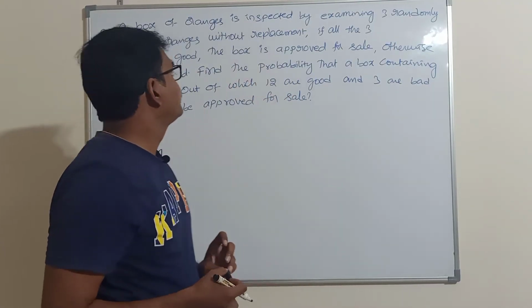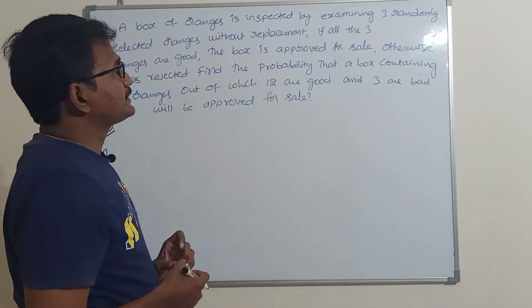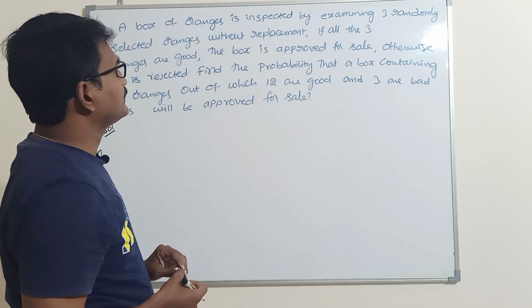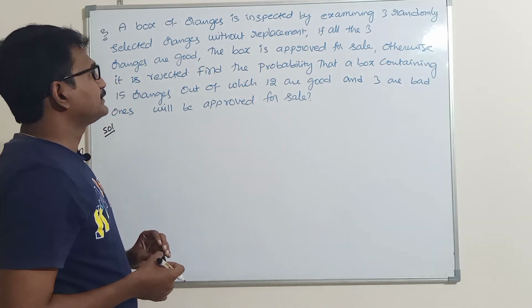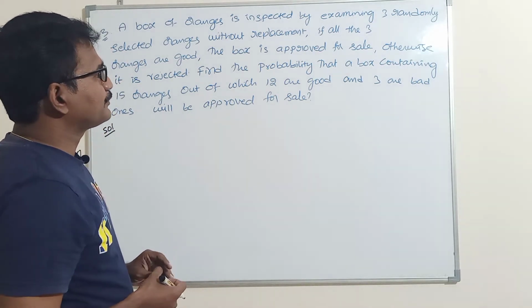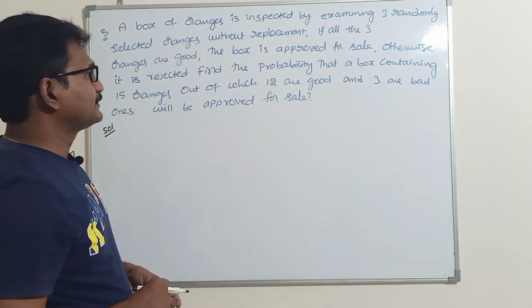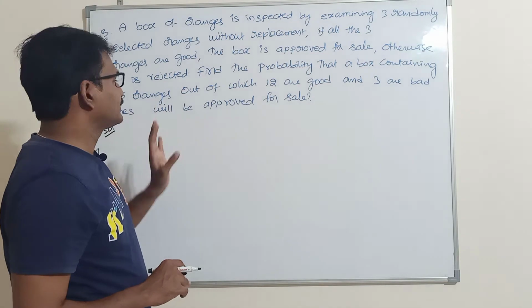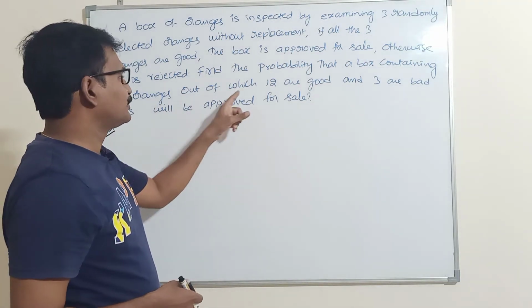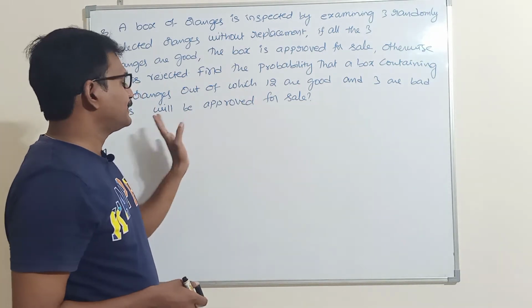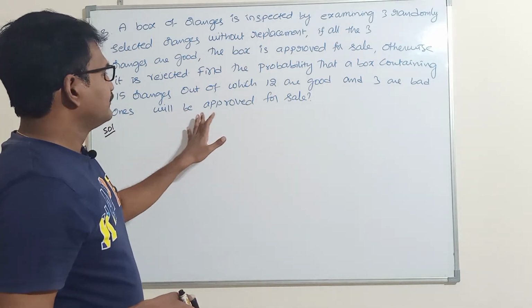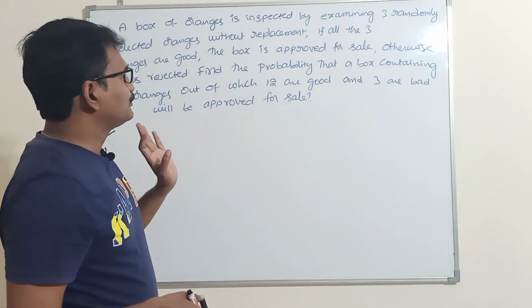Next problem. A box of oranges is inspected by examining 3 randomly selected oranges without replacement. If all the 3 oranges are good, the box is approved for sale, otherwise it is rejected. Find the probability of the box being approved. How many oranges are there? 15 oranges, out of which 12 are good and 3 are bad.